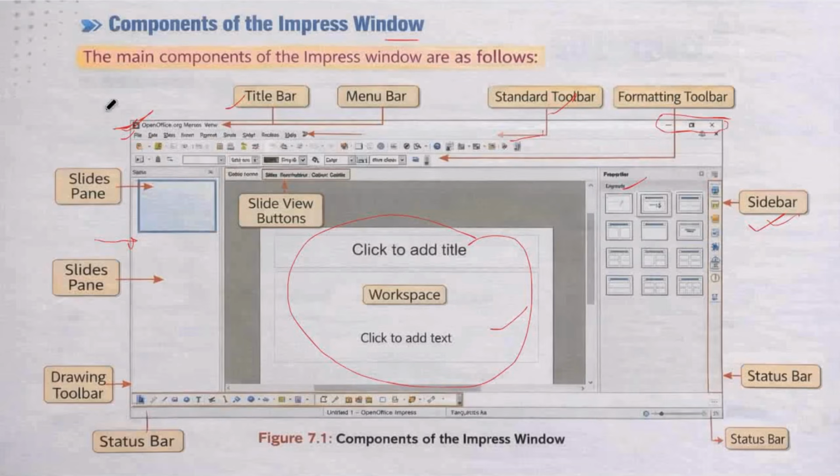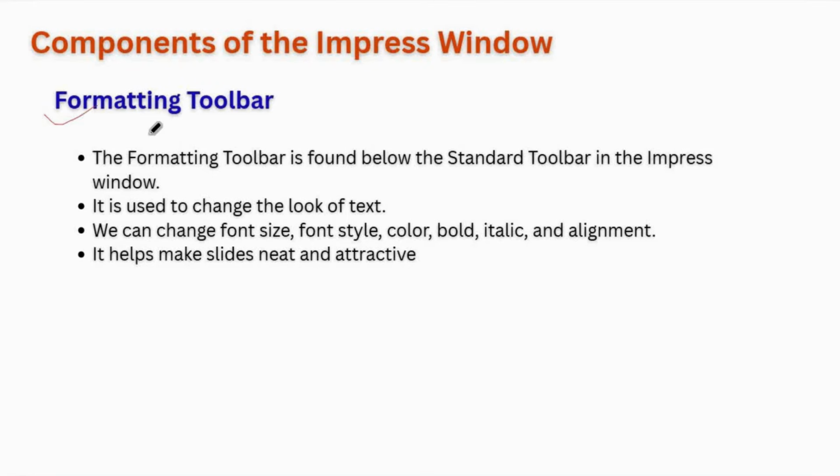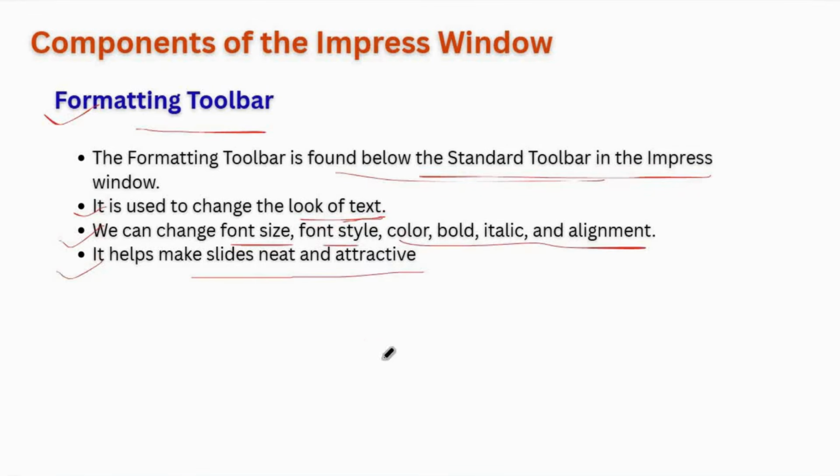Now, next component is the formatting toolbar. It is found below the standard toolbar in the Impress window. It is used to change the look of text. We use the formatting toolbar for formatting the text. We can change the font size, font style, color, bold, italic, alignment. It helps make the slide neat and attractive.